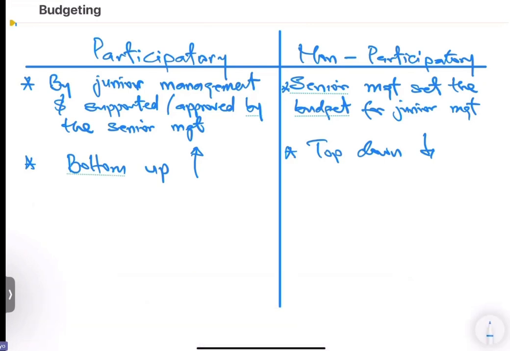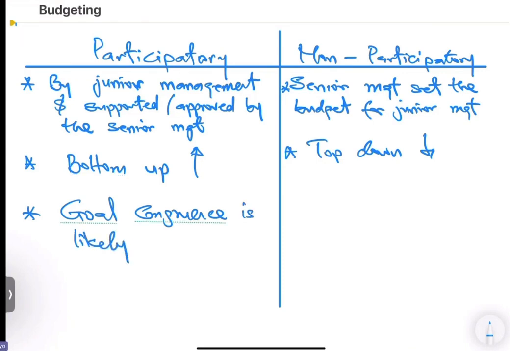When you have a situation where the junior guys are the ones setting the budget, they are likely to take ownership of that budget because they know that they set it. Sometimes when you set your own target, you want to make it work because you're going to feel like this is my baby. And that is why if you have a participatory budget, goal congruence is likely to be achieved. So here, goal congruence is likely, but here it is more difficult.